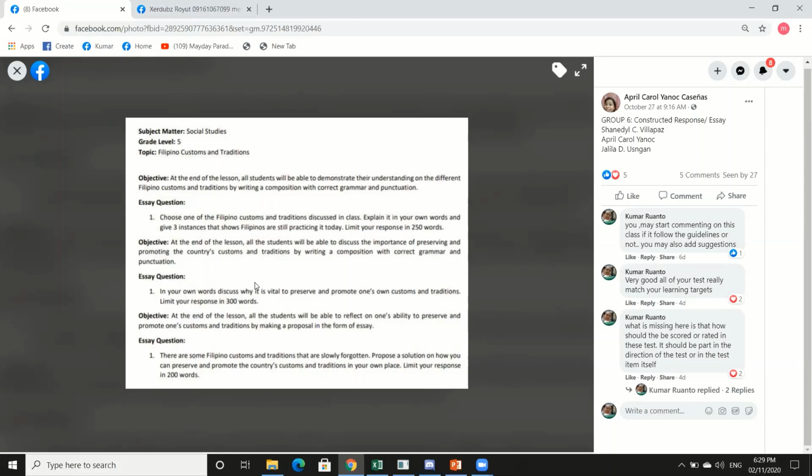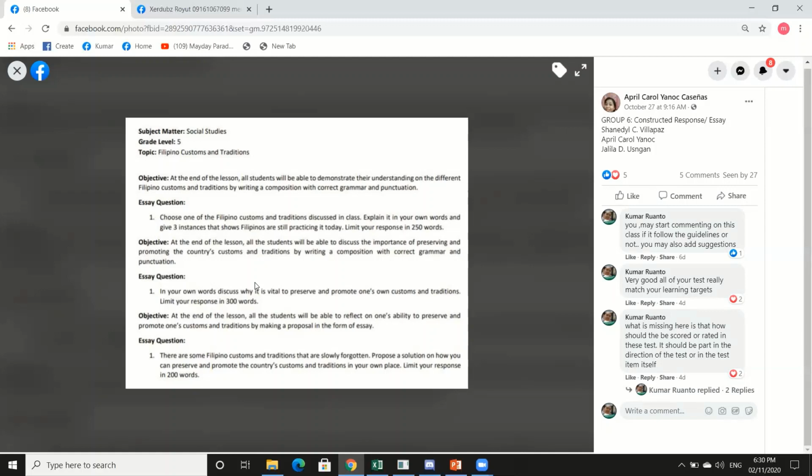Because they try to use essay items for low level thinking skills. But if you are using low level thinking skills, you should use an objective test. Okay, writing an essay, it's already a performance assessment.